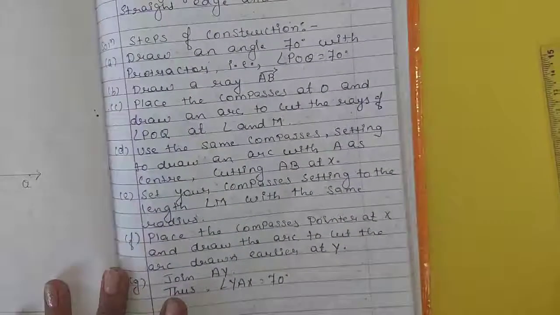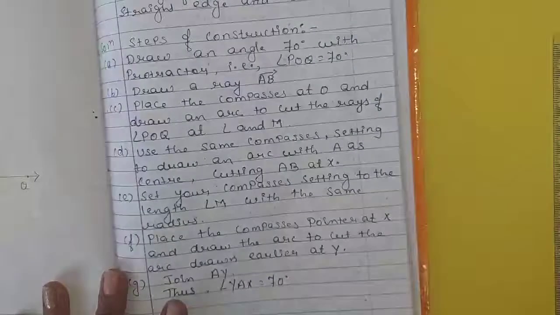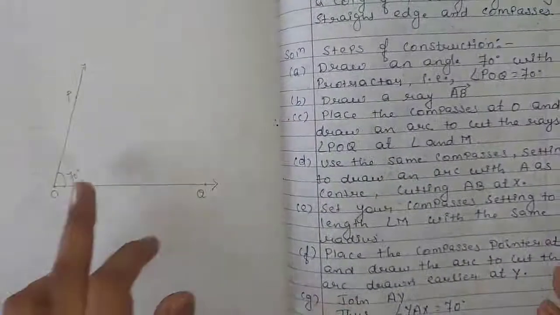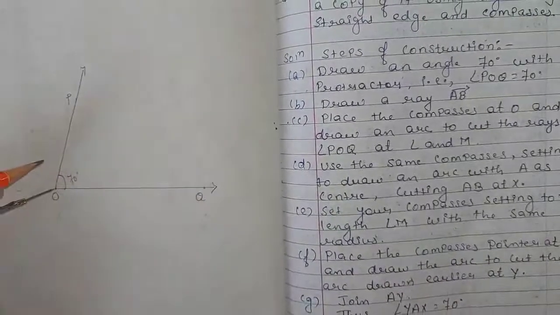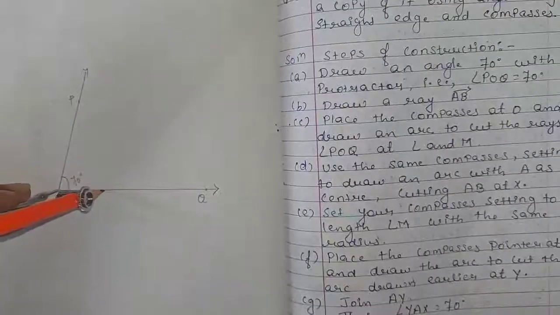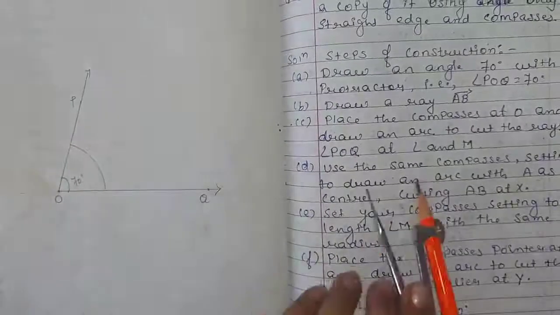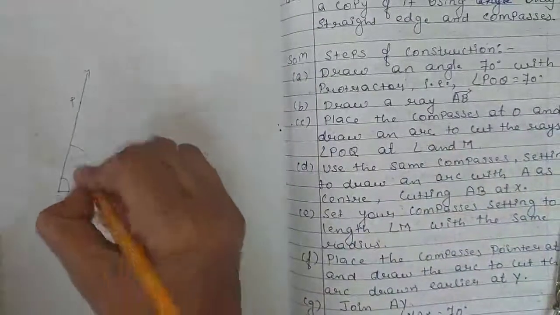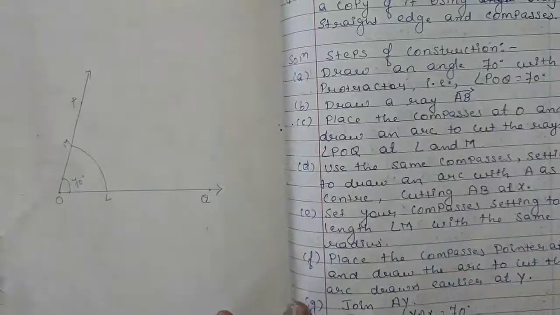Place the compasses at O and draw an arc to cut the rays of angle POQ at L and M. So students, now in this earlier figure, which we made with the protractor, we have to place the compass pointer on O, and with any convenient radius, let us mark an arc on angle POQ. So we have marked an arc on angle POQ. We label these as L and M, where the arc intersects both the rays. Now let us see the next step.